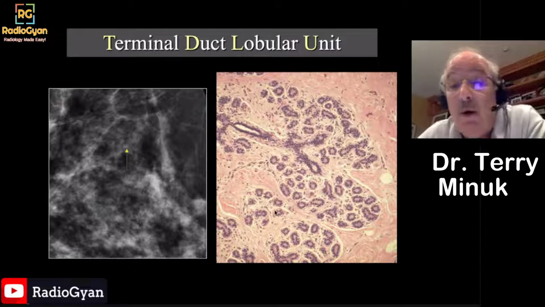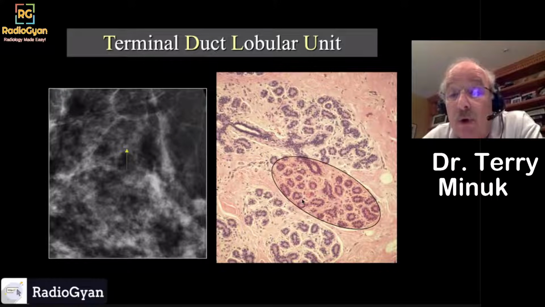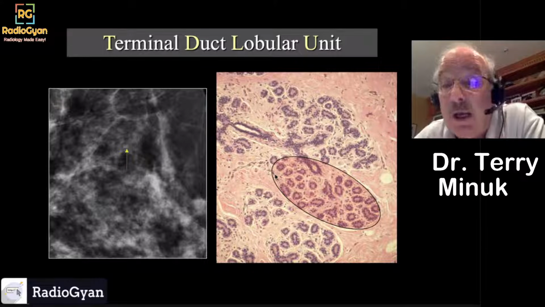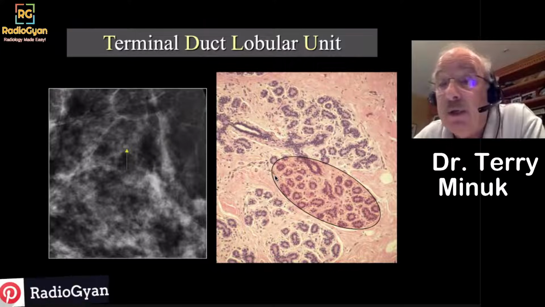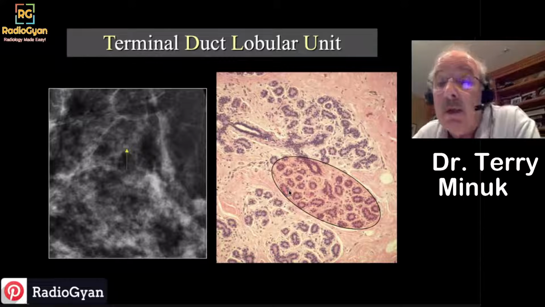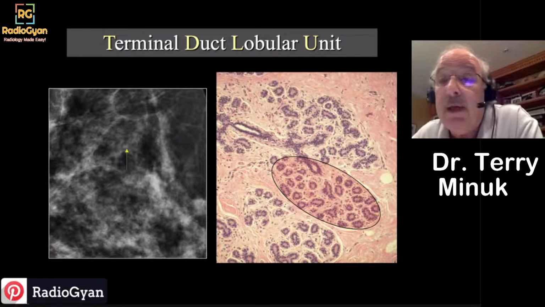Now, on the right are multiple TDLUs. Now, you'll notice that there's a lot of acini in the TDLU that's circled. There may be anywhere from 10 to 100 acini, and those acini change each month. So premenstrually, you may have 50 acini, and postmenstrually, you might have 10.